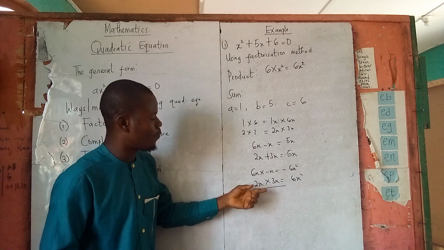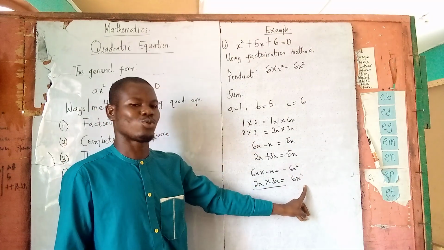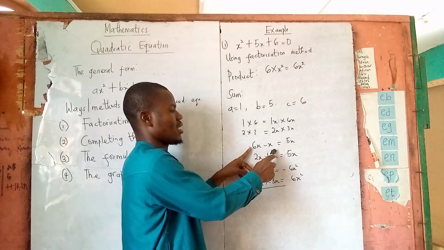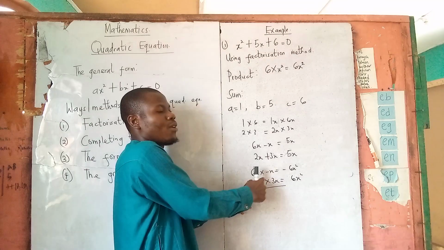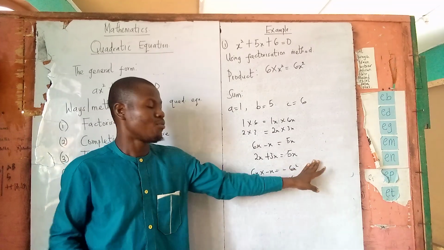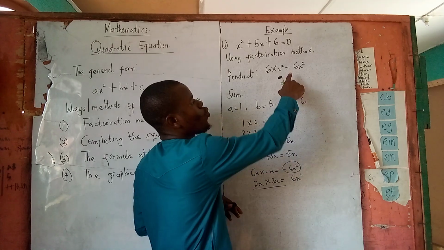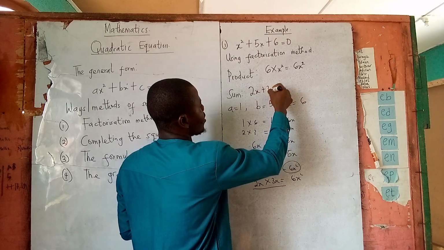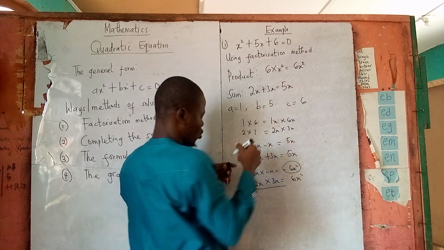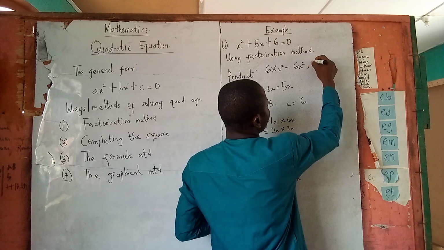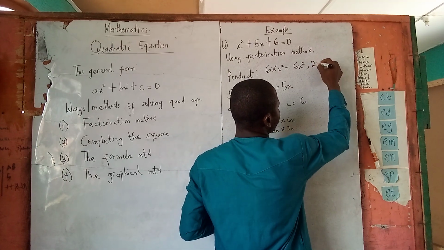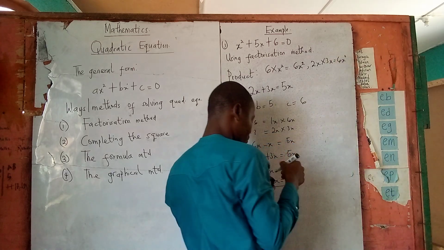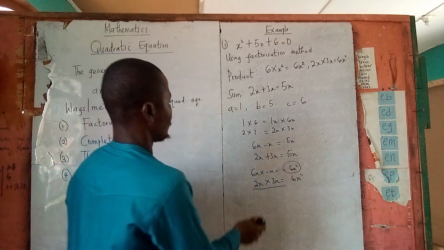So in that case, I'm going to use 2x and 3x. Why? Because 6x minus x gives us 5x, but 6x times minus x gives us negative 6x squared. So we cannot use it, because we want the positive 6x squared. So we are going to use 2x plus 3x, which will give us 5x. The product, 2x times 3x, is 6x squared. So we are going to use that for our factorization.